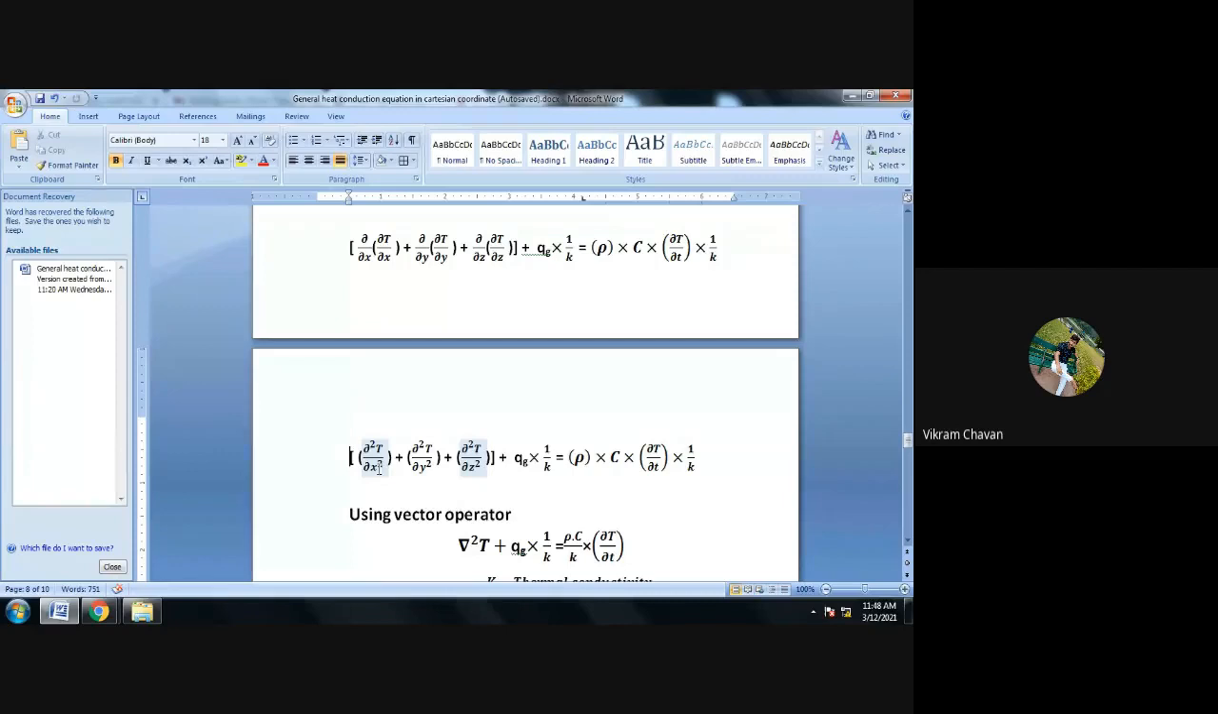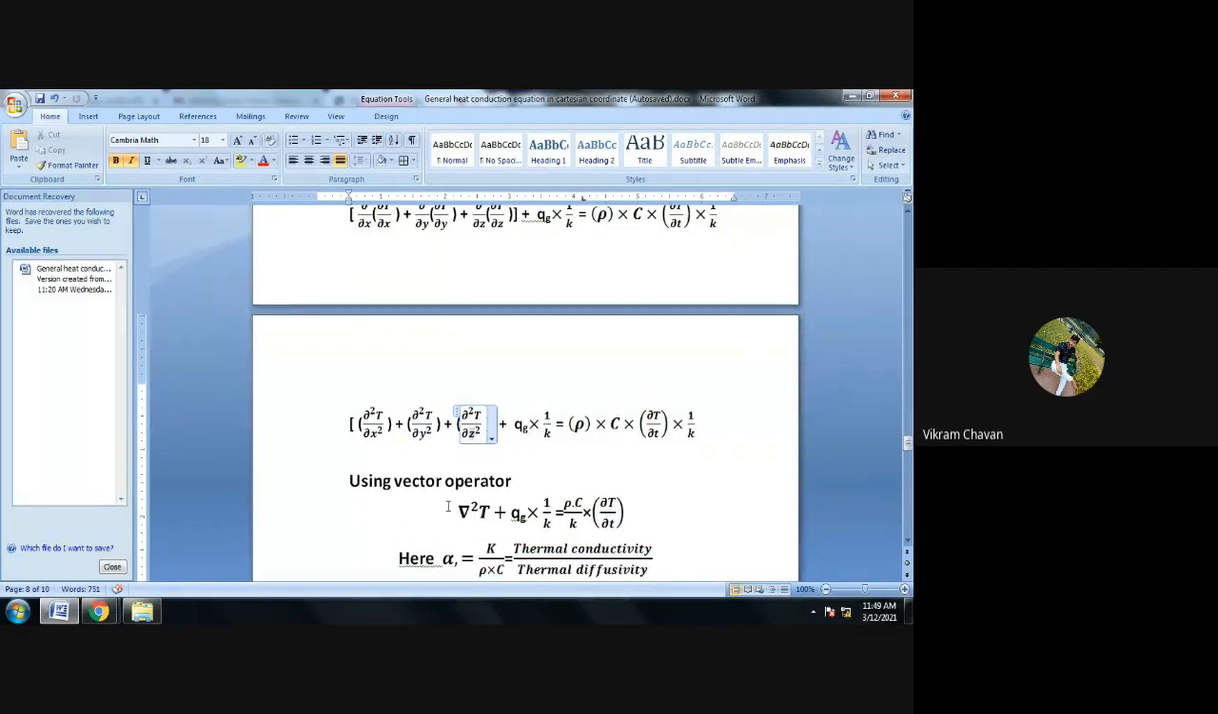Here the partial double derivative is there with respect to x, with respect to y, and with respect to z for T. So we have applied the vector operator, and we will get the equation as del square T plus q_g multiplied by 1 upon k, or q_g divided by k, is equal to rho c divided by k.